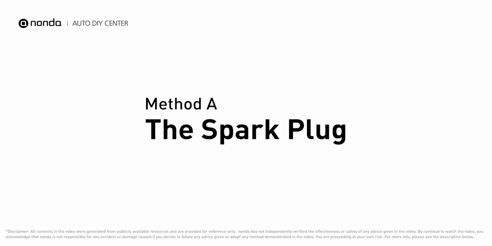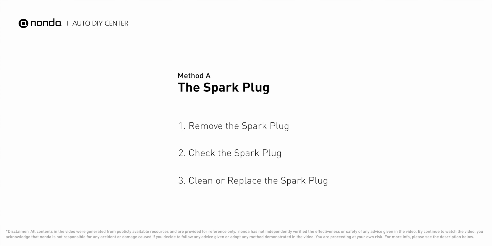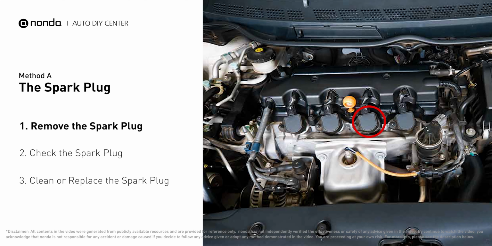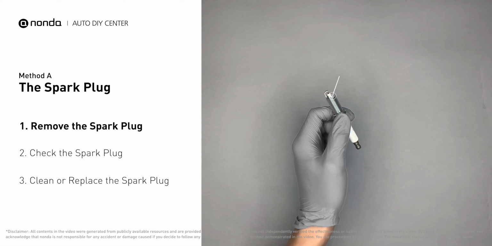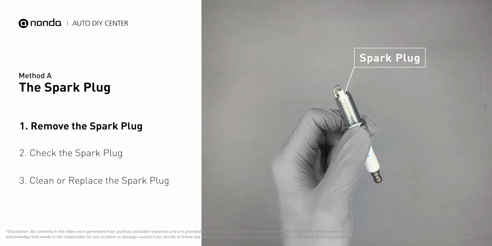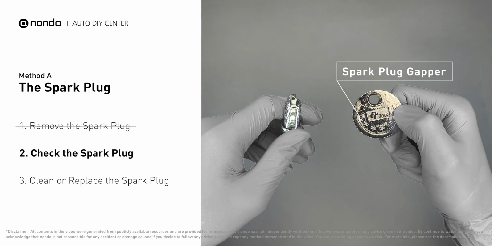Method A, the spark plug. The spark plugs are located at the engine end of the wires under the plug covers that attach them. First, carefully remove the spark plug. Use a spark plug gapper to check the spacing of this spark plug. Normally the spacing should be between 0.024 to 0.071 inches. As you can see, the spacing of this spark plug is a bit low. Use the spark plug gapper to increase the spacing back to the normal range. But if you see there is obvious damage on the spark plug, just simply replace it with a new one.